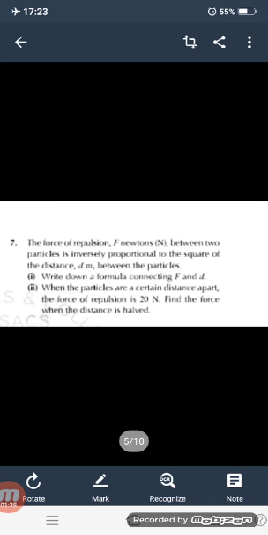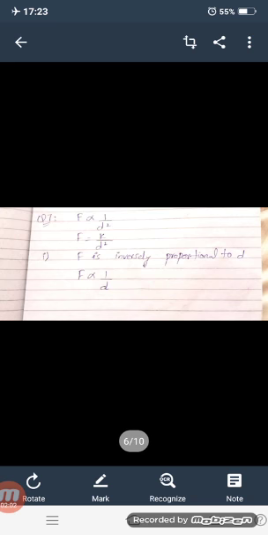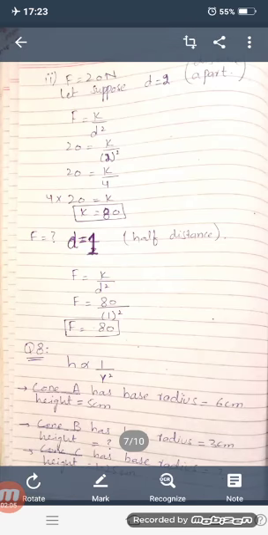Now the second part: when the particles are a certain distance apart, the force of repulsion is 20 Newton. Find the force when the distance is halved. Focus on the statement. You are left with only force, that is 20 Newton. You are not given D. So this is solved by this method: F is equal to 20 Newton and you have to suppose by yourself D is equal to 2. You can choose any other value, D is equal to 3, 4, or 1, but I choose D is equal to 2.